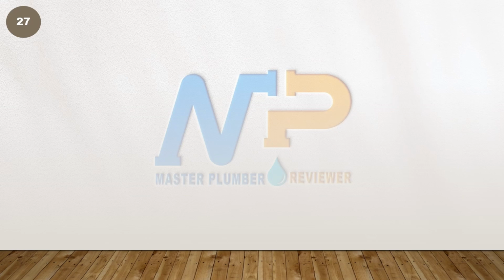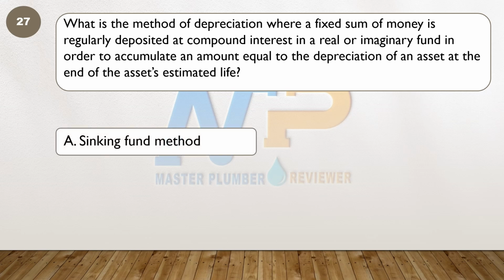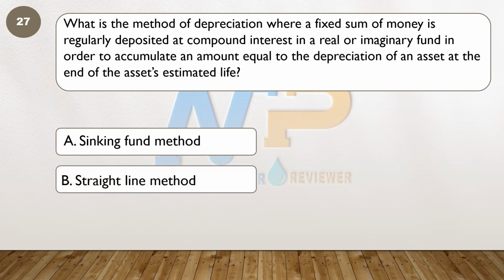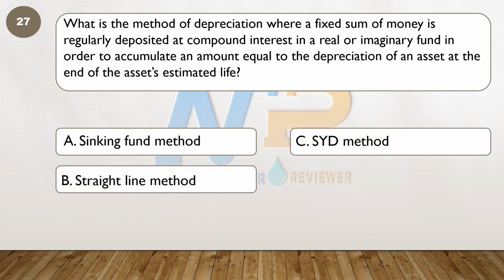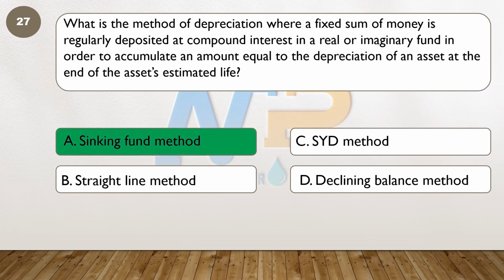Number 27. What is the method of depreciation where a fixed sum of money is regularly deposited at compound interest in a real or imaginary fund in order to accumulate an amount equal to the depreciation of an asset at the end of the asset's estimated life? A. Sinking fund method, B. Straight line method, C. SYD method, D. Declining balance method. The answer: it's A. Sinking fund method.